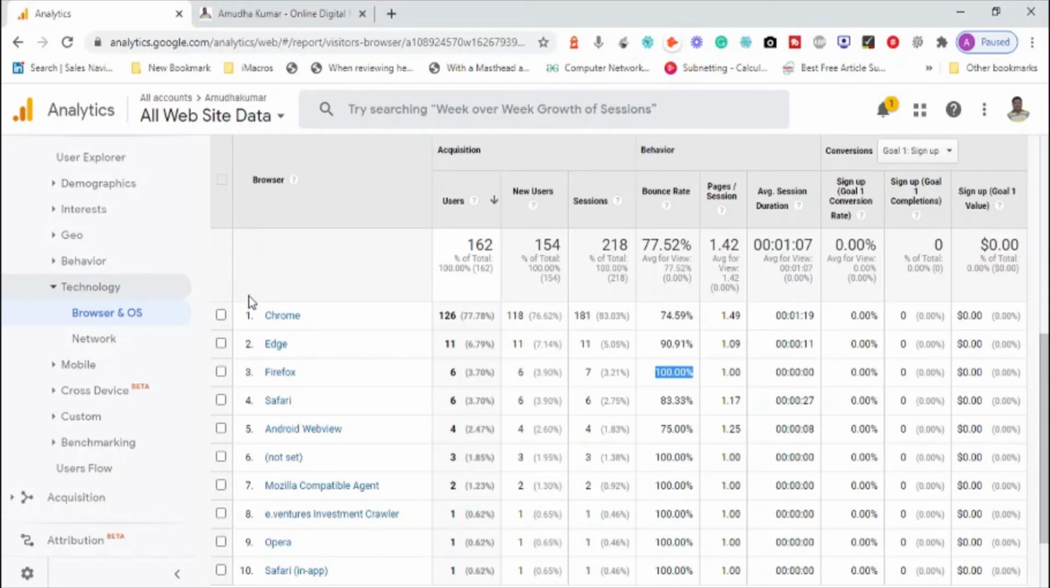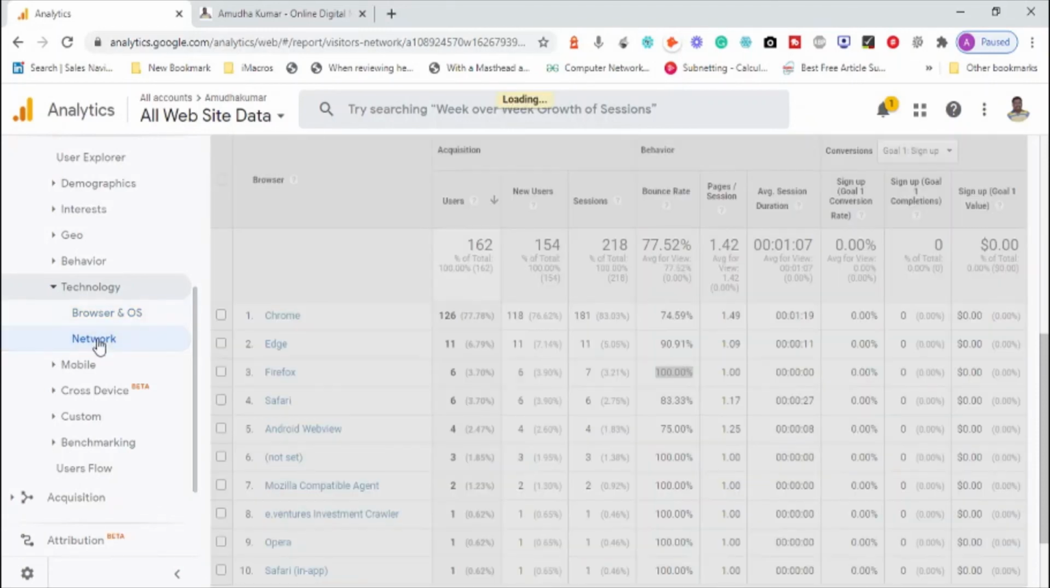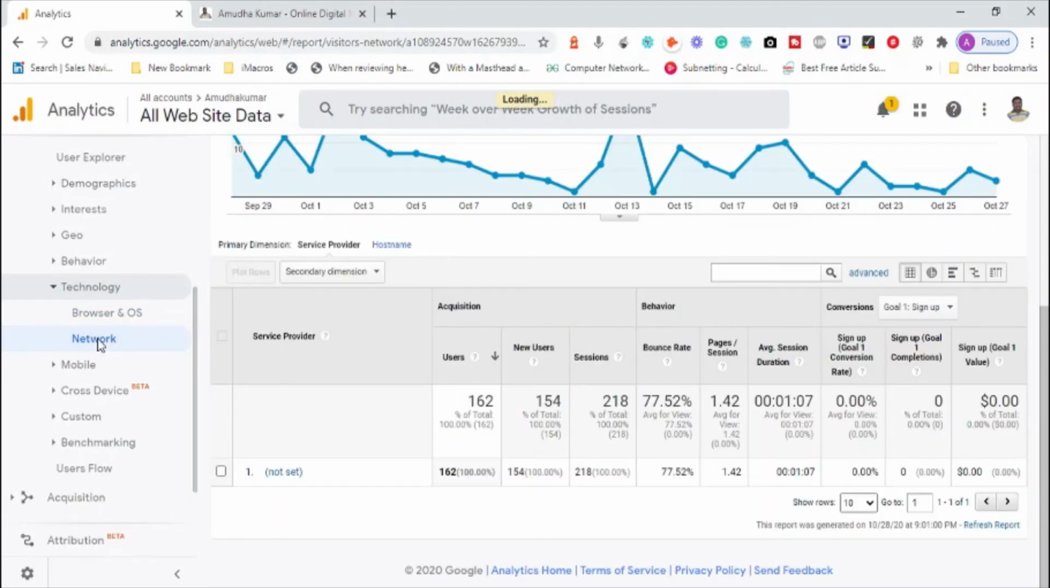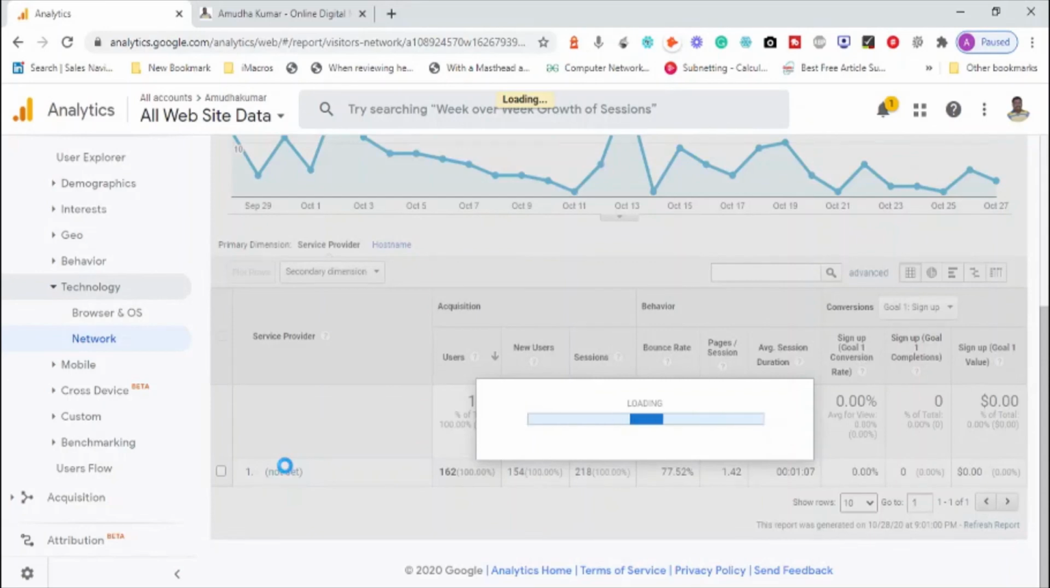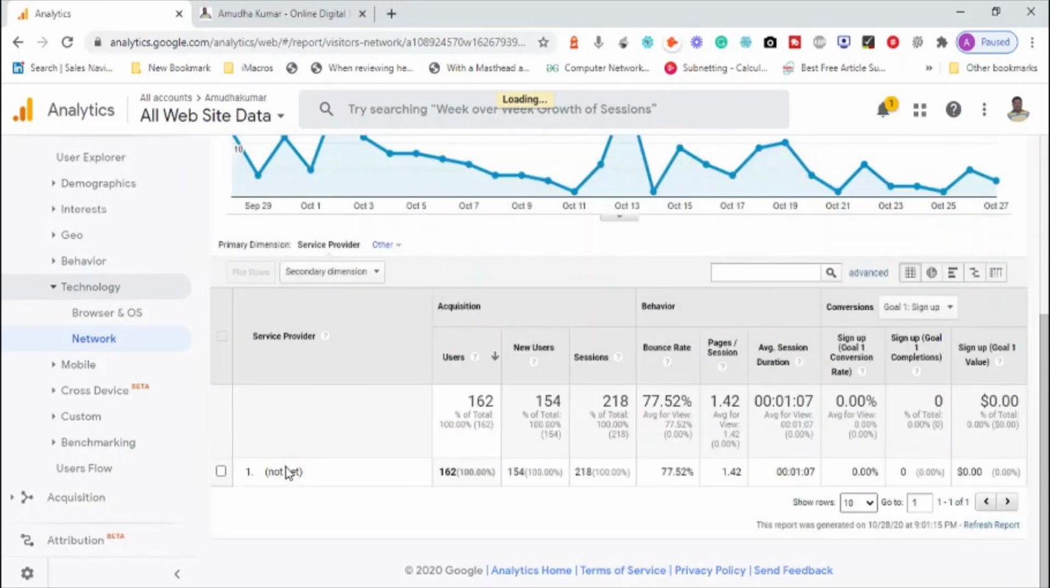With respect to this, the technology tab talks about the browser and the operating system. There's also something called network, which is basically your internet service provider, I think. It shows what kind of network they are using, for example if people are coming to my website using a Jio connection, or a broadband connection from BSNL or different service providers. I can just click and see the in-depth data. It is not showing for me, but when there is data, it is supposed to show us the internet service provider as well.